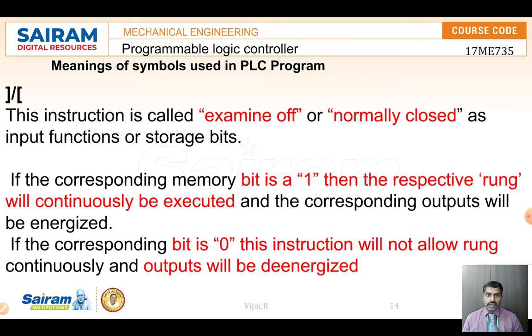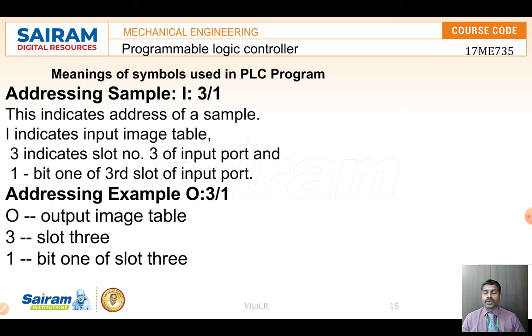And cases which consist of a symbol, a closed bracket, show the normally closed contact and input function. It's an input or storage bit, where if it is bit 1, then the respective rung will be continuously executed, and if bit 0, it is not executed and the output will be de-energized. This is how the bits actuate the output devices through the rung.